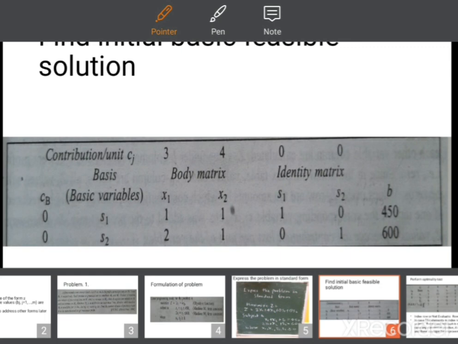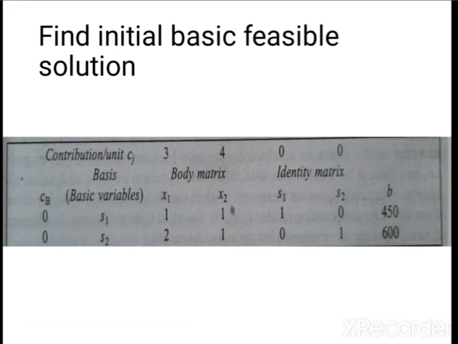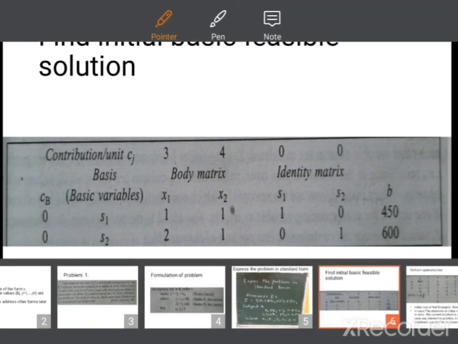So the body matrix consists of the non-basic variables, that is x1, x2, and an identity matrix for the slack variables. The identity matrix represents the coefficients of slack variables in the constraints. Note that in every simplex table we have an identity matrix under the basic variables. The identity matrix is also called the unit matrix.